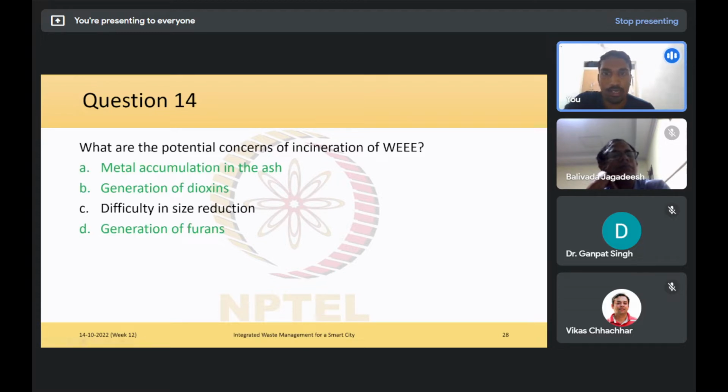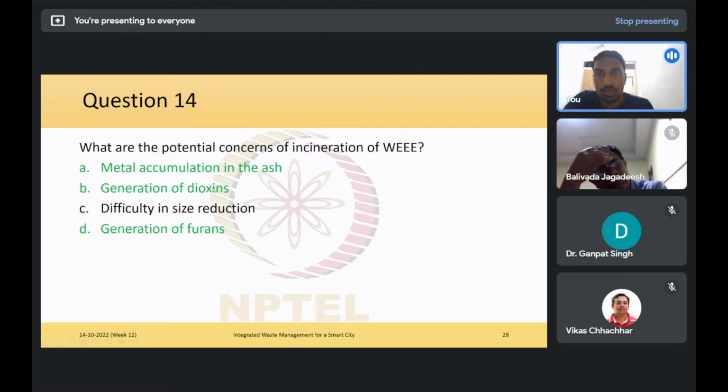So metal accumulation in the ash, generation of dioxins, and generation of furans are concerns when we do incineration of electronic waste. Difficulty in size reduction is not a problem. It is not required to do size reduction as we need for the TCLP test when you go for incineration. So that is not an issue.